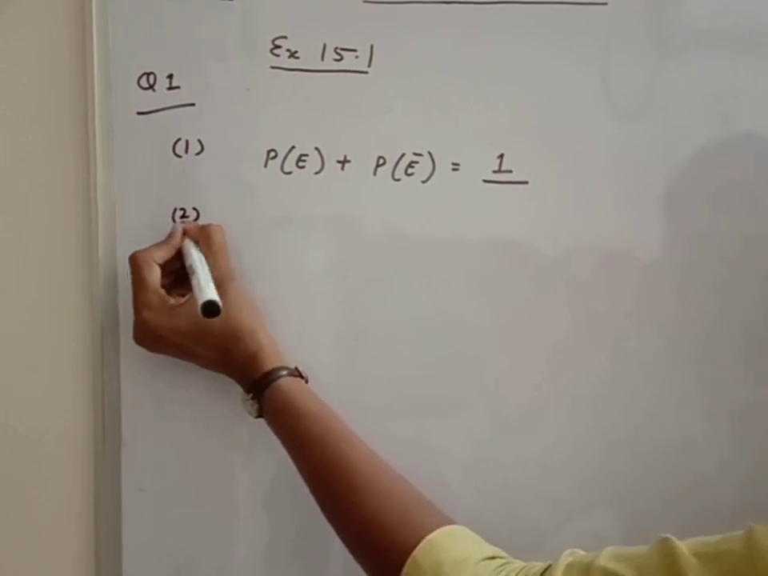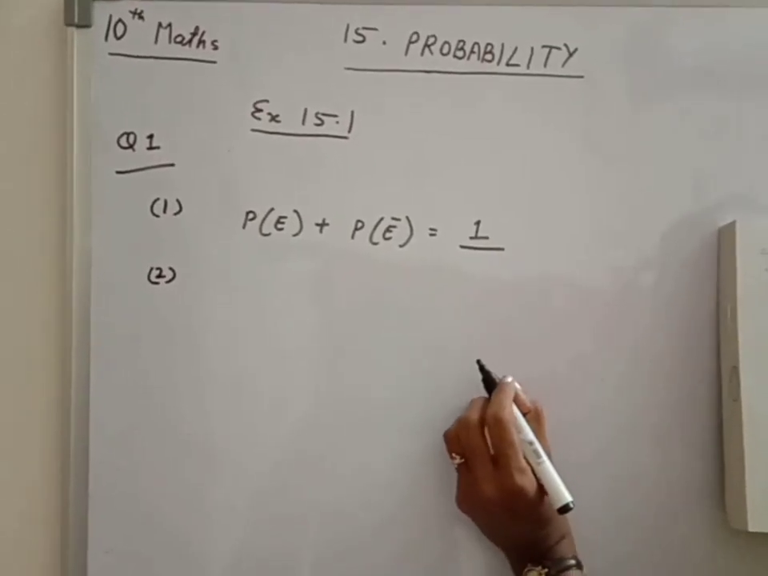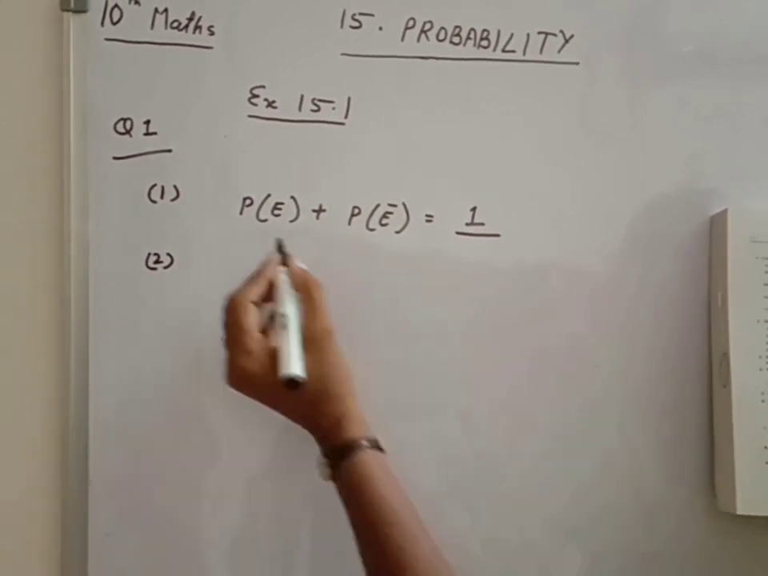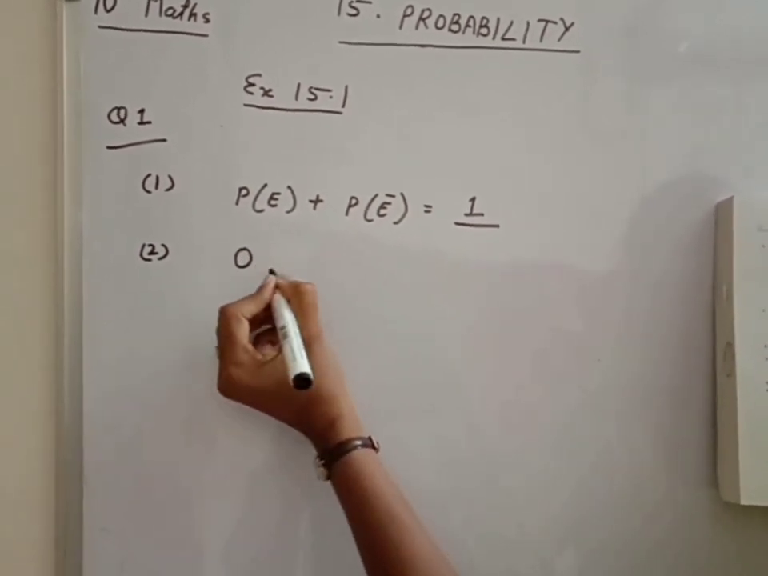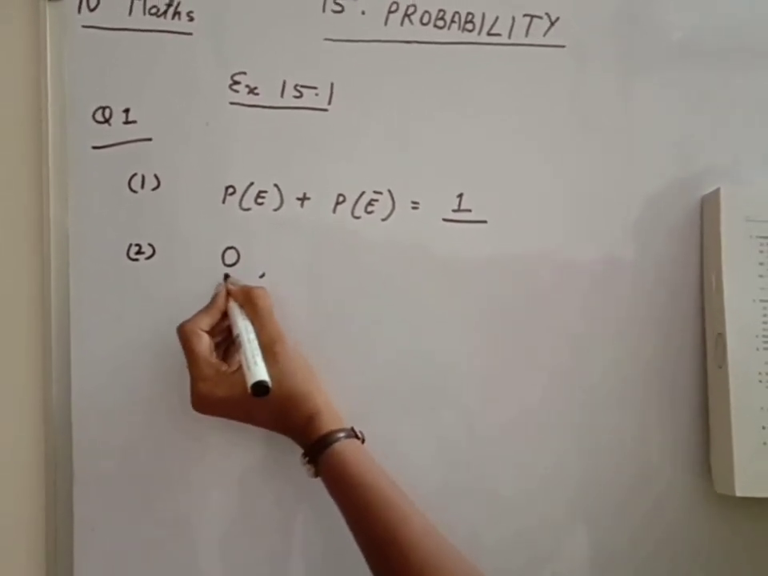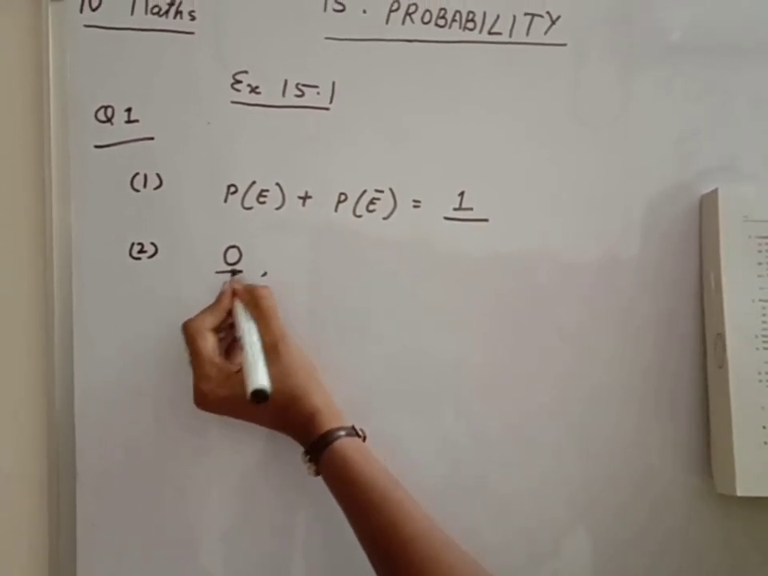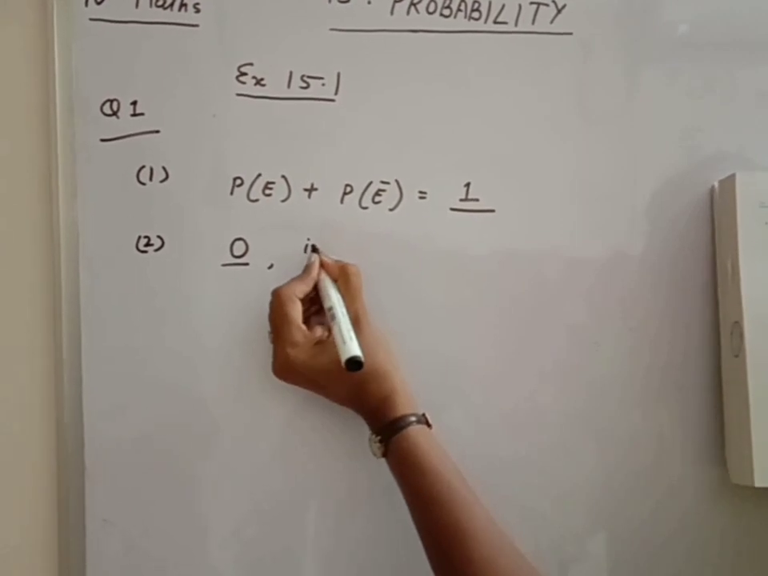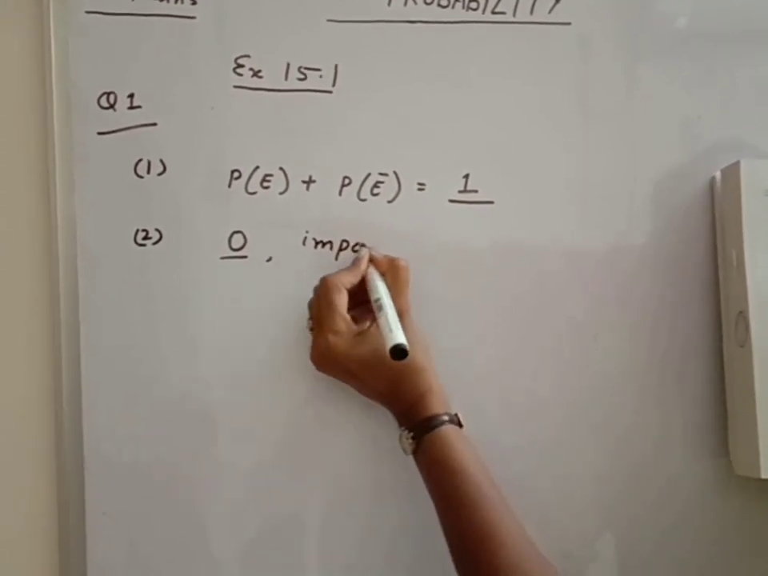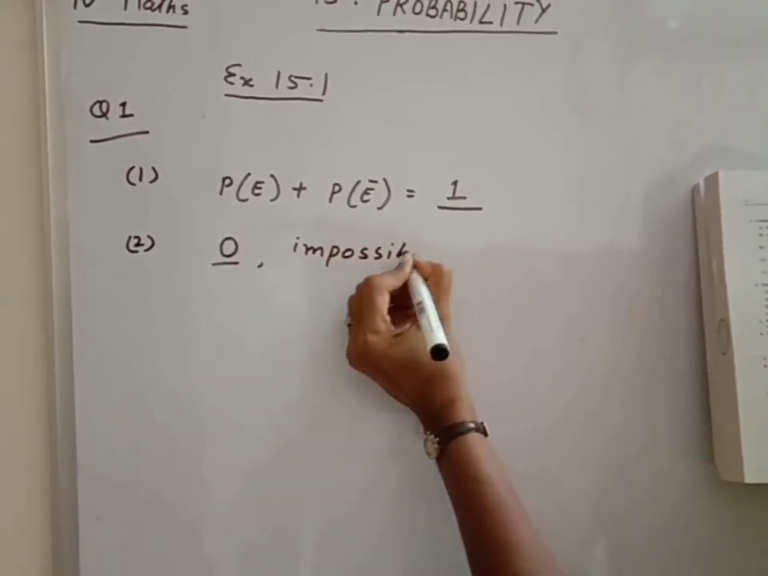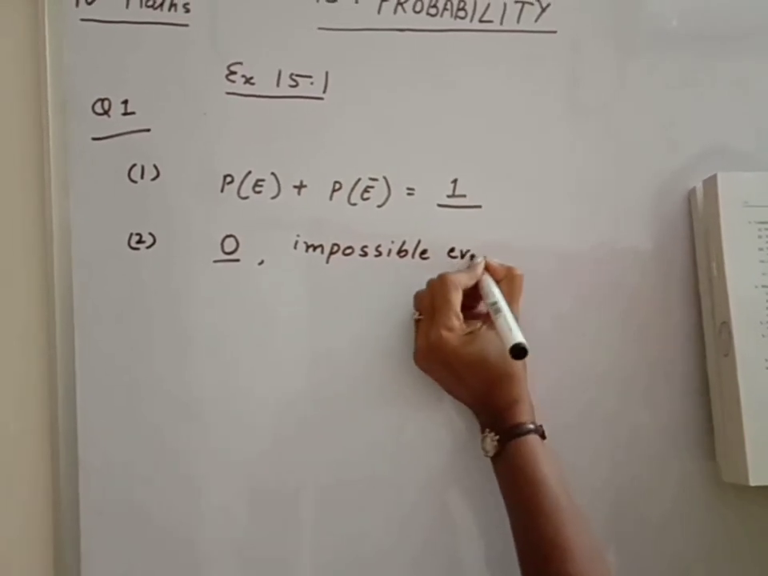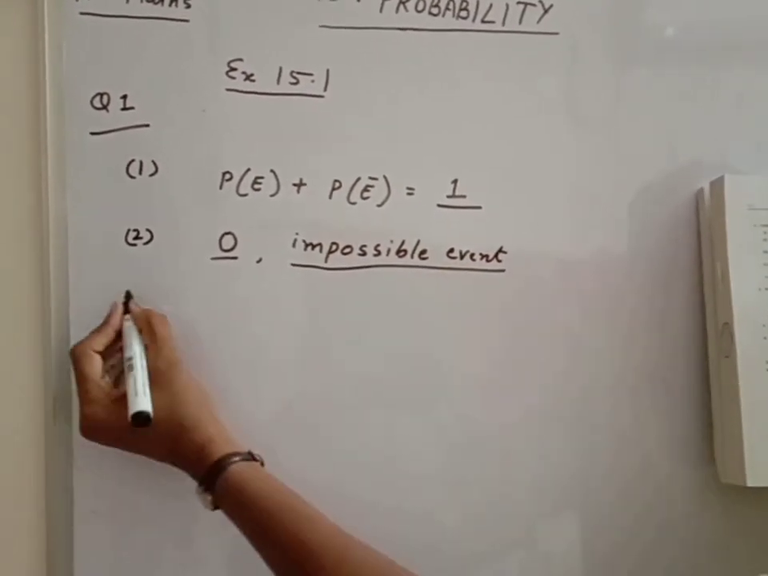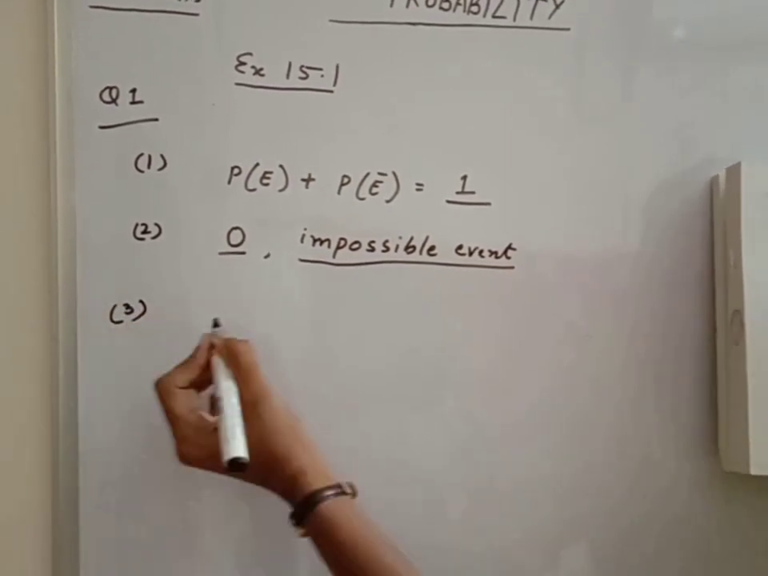Question number 2: the probability of an event that cannot happen is obviously 0. The probability of an impossible event is always 0. Such an event is called an impossible event because it is not possible. See the third blank.